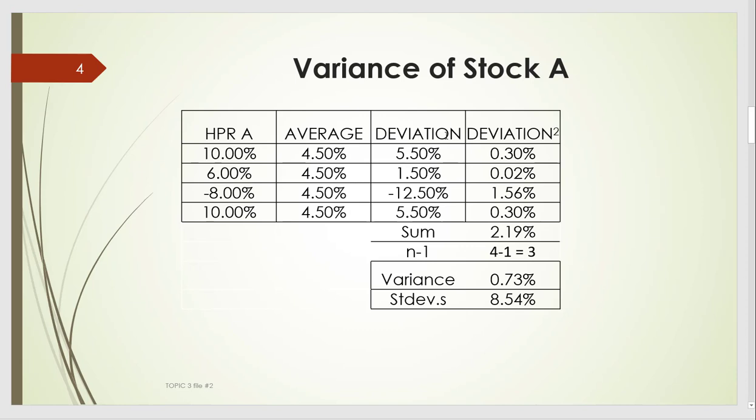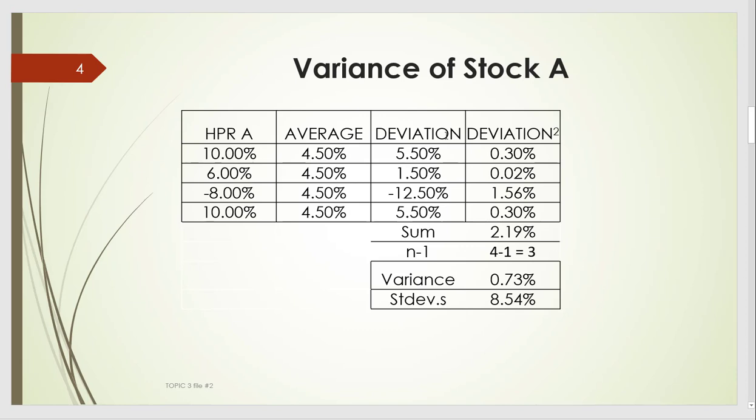Now there's a minus sign. If we add these up, they'd sum to 0. To get rid of the minus sign, we square it. Later we'll undo the squaring by taking the square root. So 5.5 squared is 0.30%, 1.5% squared is 0.02%. If I add them up, I get the sum 2.19%.